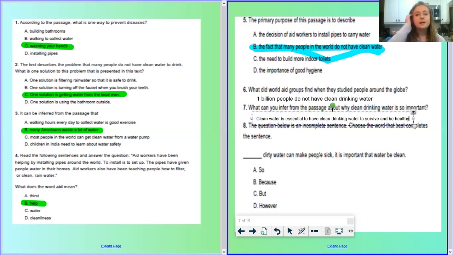Okay, number 8. The question below is an incomplete sentence. Choose the word that best completes the sentence. Blank, dirty water can make people sick. It is important that water be clean. So dirty water can make people sick. It is important that water be clean. Because dirty water can make people sick, it is important that water be clean. But dirty water can make people sick, it is important that water be clean. However, dirty water can make people sick, it is important that water be clean.